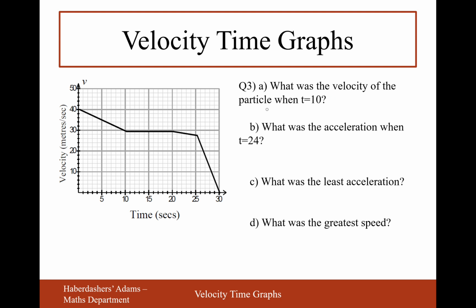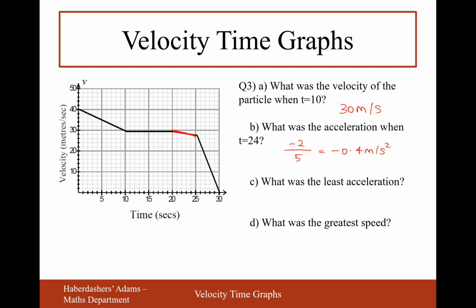Okay, so what's the velocity for the particle at t = 10? That's going to be 30 meters per second. That's just a case of reading the graph. What was the acceleration when t = 24? Well, when t = 24, we're in this section of the graph from here to here. There's a very small deceleration going from 30 to 28, so that would be minus 2 meters per second. That's happening over the course of 5 seconds, so that's going to be minus 0.4 meters per second squared.